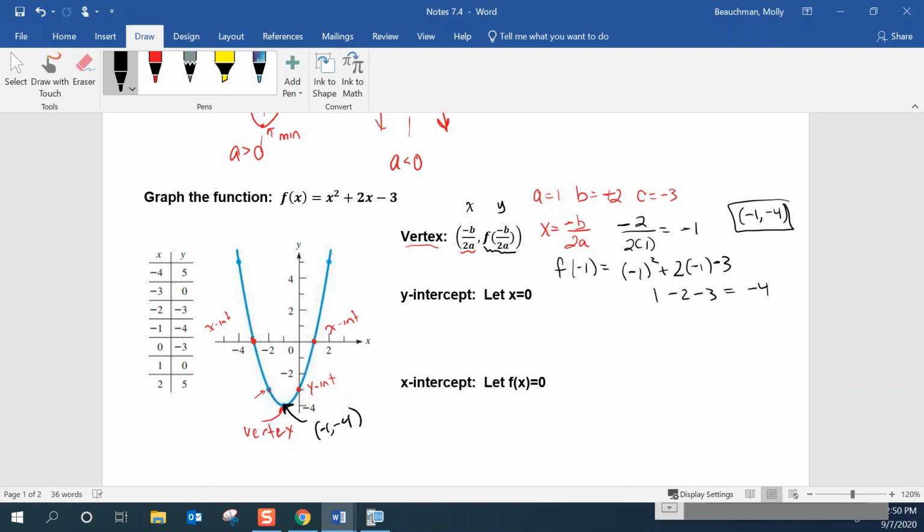Okay, so that's a new idea. How do you find the vertex? You use an algebraic formula, x equals negative b over 2a. Once you find x, substitute it back in the function to get the y value of your vertex.